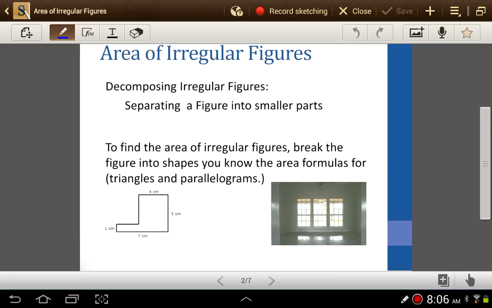Make sure you write down what decomposing is, and then write down the hint. That means to break it into triangles and rectangles. Okay. If you need to pause, go ahead. I'm going to go on to the first example.